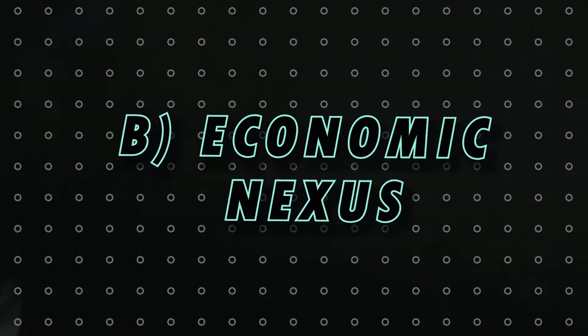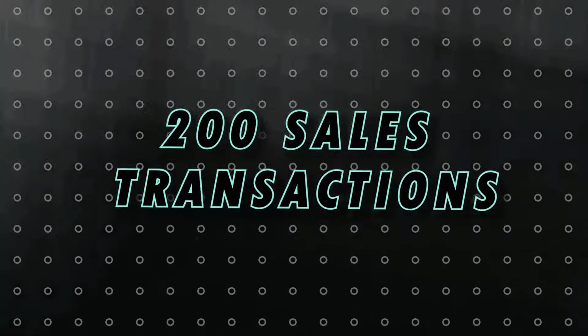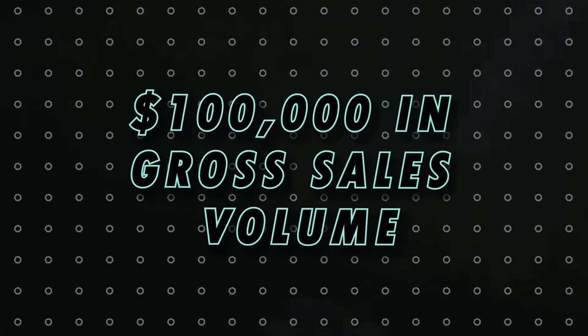Okay, so economic nexus. So the indicators of economic nexus, generally speaking, because again, every state has their own rules, but most have adopted these set of rules. But the key indicators are 200 sales transactions or $100,000 in gross sales volume. And this is over the trailing 12 months, over the last 12 months. Have you had 200 sales transactions or have you had $100,000 in sales?